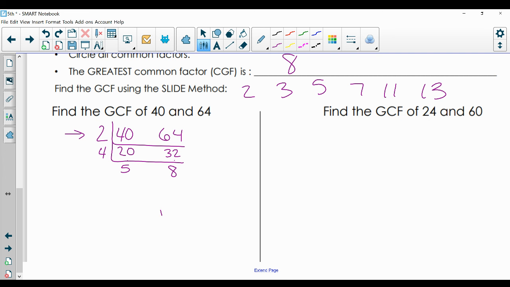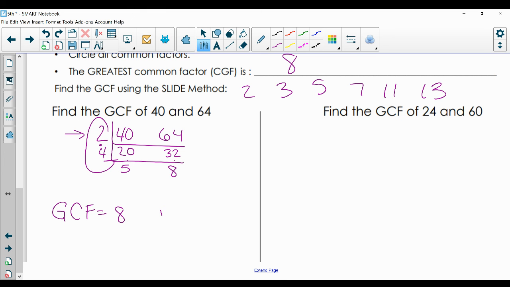We're done. So to find the GCF, you draw a G on the side and multiply the numbers together. 8. What do you get? 8. So your GCF equals 8.